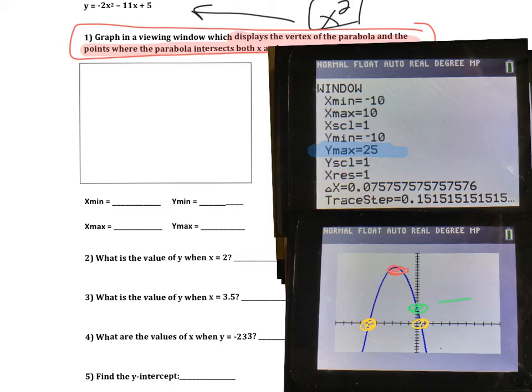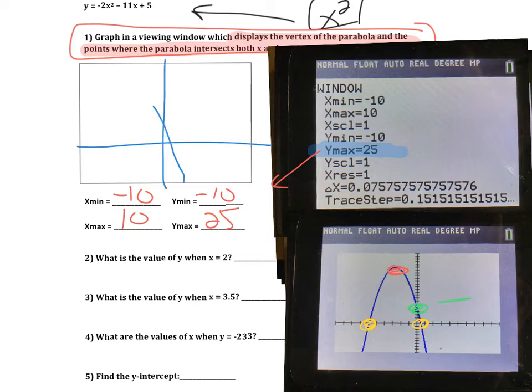So I'll write my viewing window in from -10 to 10 for the x-axis, -10 to 25 on the y-axis, and in the box, normally if this was a homework assignment, you would put the picture, but here, on a test or quiz, you would have to draw your diagram in. So that's what my diagram looks like. And honestly, the numbers that you write are much more important than the artwork, but you're going to be required on tests and quizzes to draw your picture.